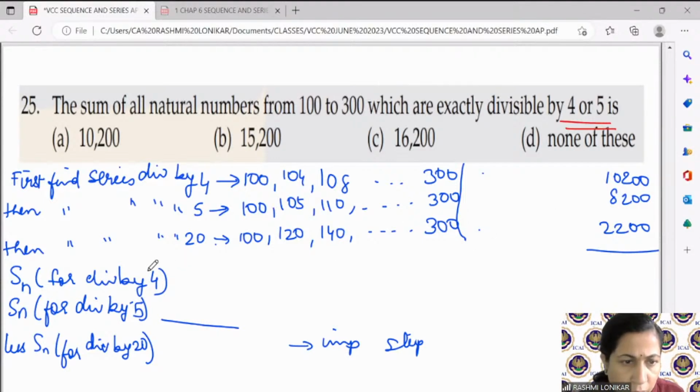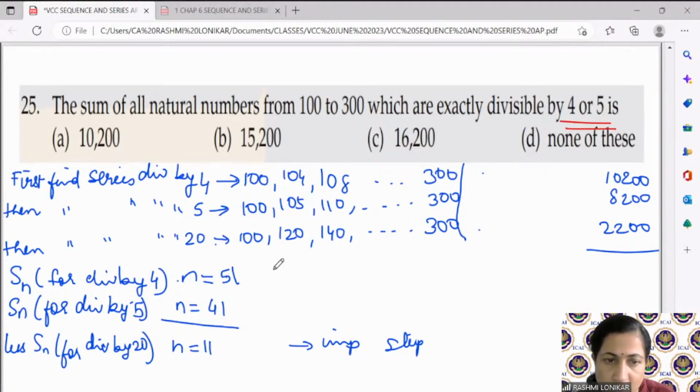So for divisible by 4, how many numbers are there? 300 minus 100 is 200, and 200 divided by 4 is 50, so n is 51. For divisible by 5, 300 minus 100 is 200, and 200 divided by 5 is 40, so n is 41. For divisible by 20, 300 minus 100 is 200, 200 divided by 20 is 10, so n is 11. So I have 51, 41, 11.